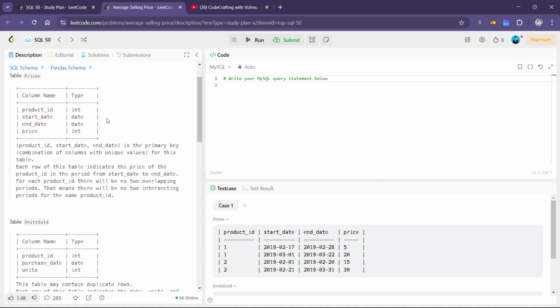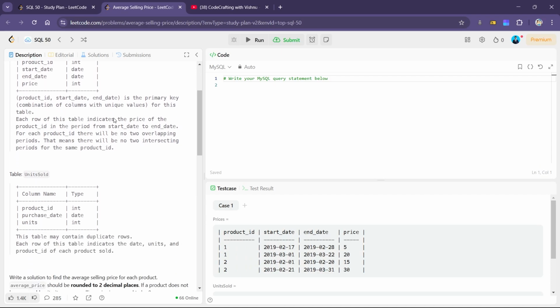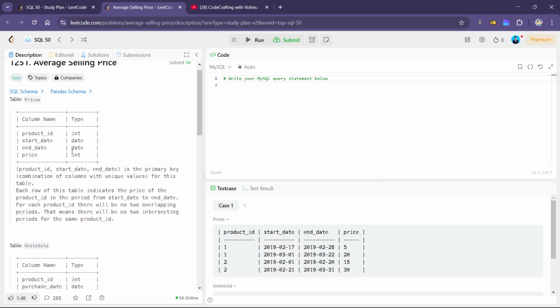In this question we are given two tables, the Prices table and the Units Sold table. The Prices table has columns product ID, start date, end date and price, where product ID is the ID of the product, and start date and end date show the price of that same product between these two dates.